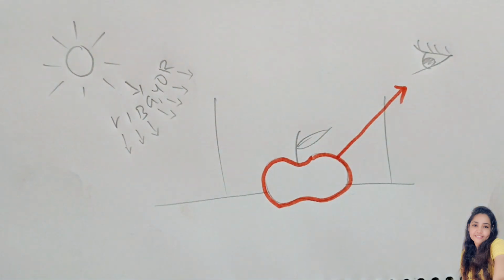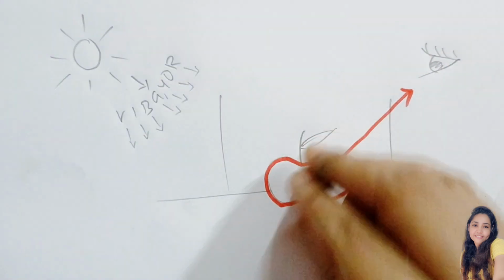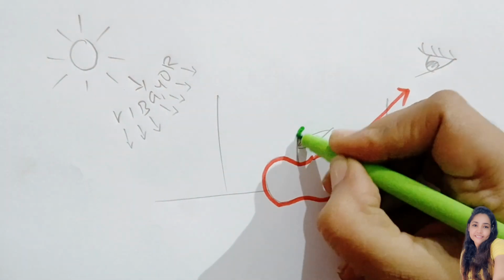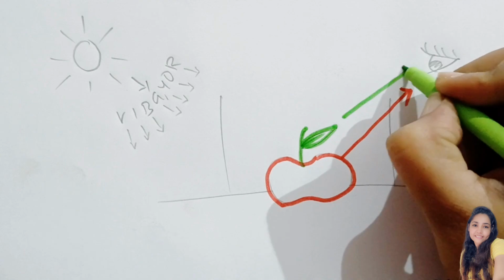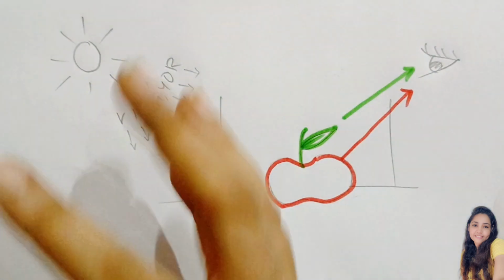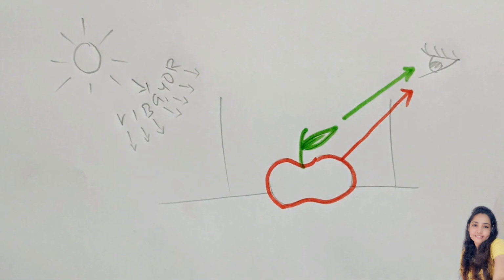Let's talk about the leaf now. When these 7 colors fall on the leaf, all the colors except green go inside the leaf. They are absorbed by the leaf, and only green color gets reflected, and that's the reason we see the leaf as green.